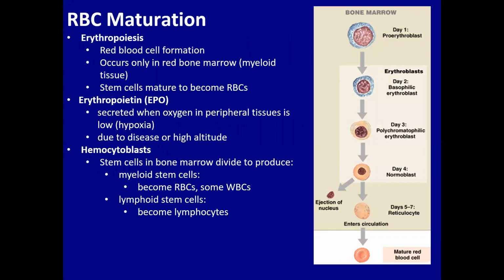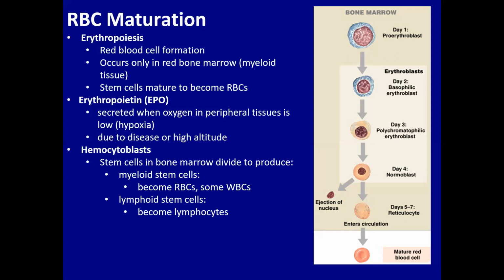As we talked about, red blood cells do not go through mitotic cell division. They have stem cells. And so when a red blood cell goes through maturation, it's called erythropoiesis. This is red blood cell formation. It occurs in your red bone marrow, which is called myeloid tissue. And the stem cells are going to mature to become red blood cells. EPO is a hormone that is necessary for this to happen.